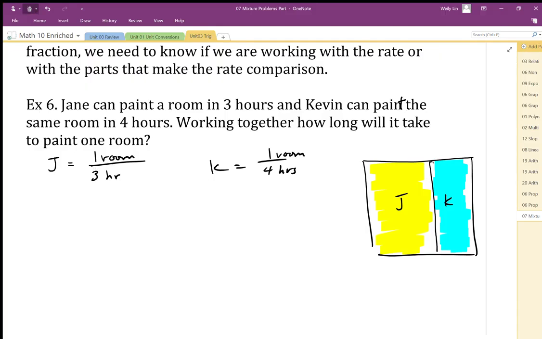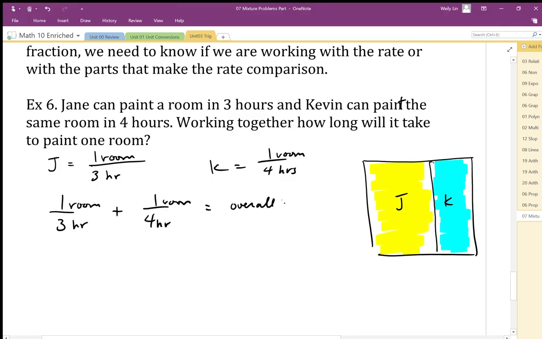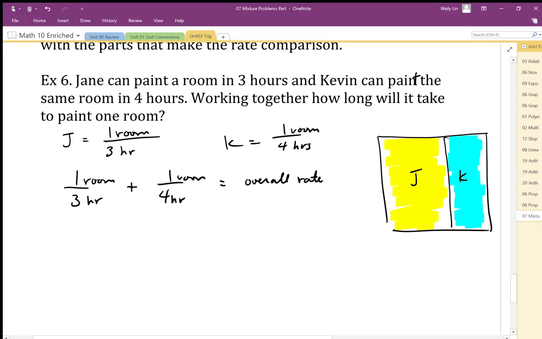Now, when we want to combine these, well, we can add rates together. The speed or rate at which Jane works and the speed or the rate that Kevin works, we can say that their rates combined will give us the overall rate. This is the overall rate. So if I want to calculate the overall rate, all I have to do is then break this down. Well, I need to add fractions. I need a common denominator.